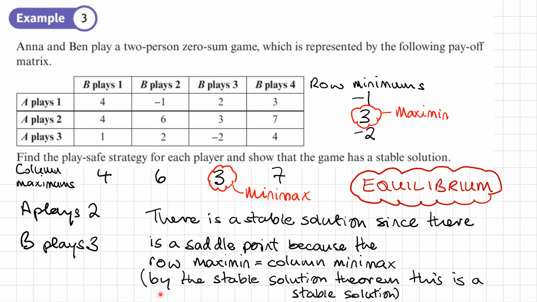So the way we'd want to write it is that there is a stable solution since there is a saddle point, because the row maximin, which is 3, is equal to the column minimax, which is also 3. We would say that the game is in equilibrium. There's no change. It's a stable solution. Or we could add that by the stable solution theorem, there is a stable solution. I guess there's always a stable solution when horses are playing this game.